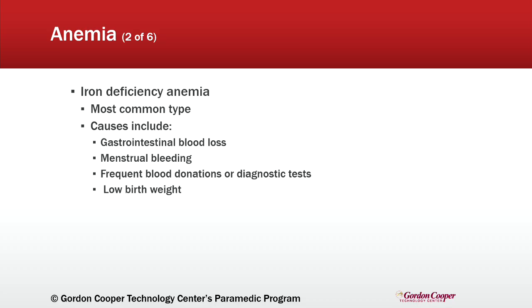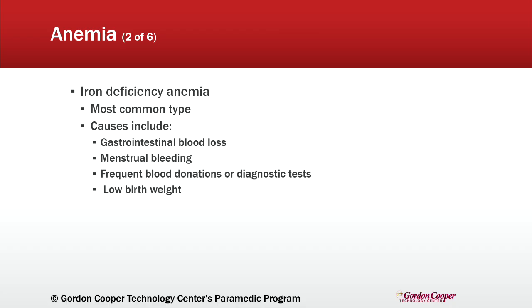Iron deficiency anemia is the most common type of anemia. Basically, the body doesn't absorb or have enough iron in it to be able to produce the hemoglobin necessary to transport the oxygen, which results in a form of anemia, iron deficiency anemia. Typical causes have to do with maybe gastrointestinal losses, maybe menstrual bleeding, also blood loss from frequent donations or diagnostic tests, and they can lead to a premature birth or low birth weight in children if not addressed and taken care of.